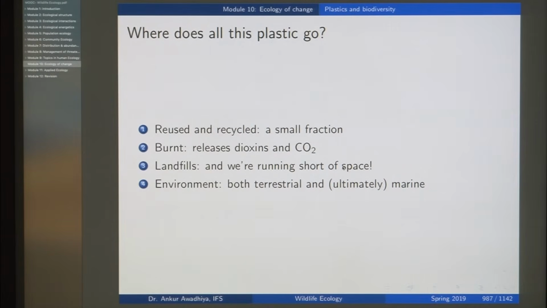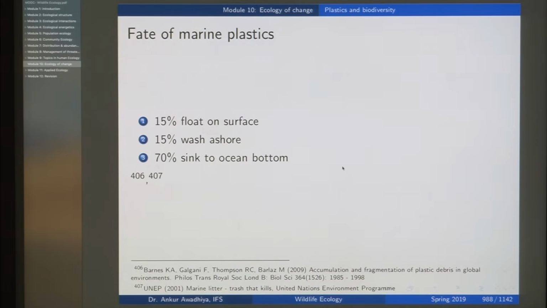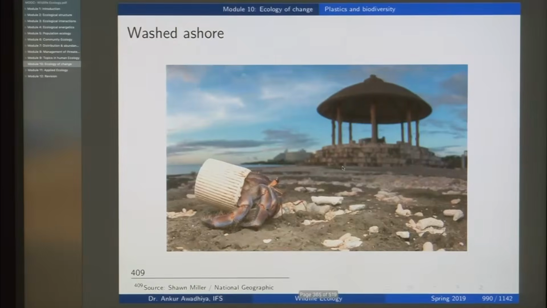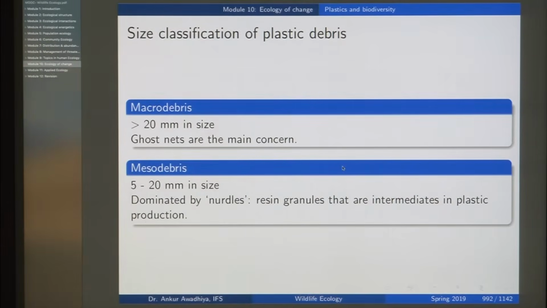So, all this plastic can be either reused and recycled, which we know is a very small fraction, or it can be burnt. When it is burnt, it releases carbon dioxide and dioxins, or it can be put into landfills, but then we are running short of landfills, or it can be released into the environment, which ultimately it does if you do not do anything, and it can reach into the terrestrial and marine environments. If ultimately it reaches the seas, 15% floats on the surface, 15% washes ashore, and 70% is dense and it sinks to the bottom. So, we looked at all these different examples. And then on the basis of size, that is classified as macro, meso and micro debris.